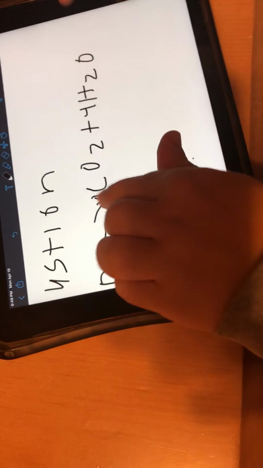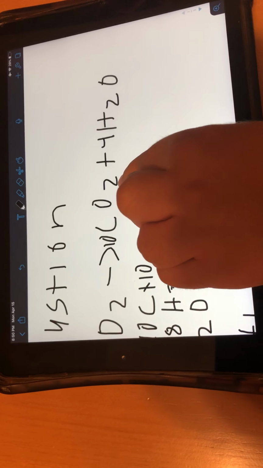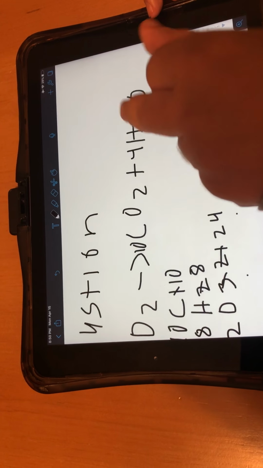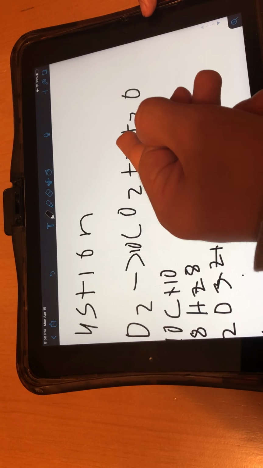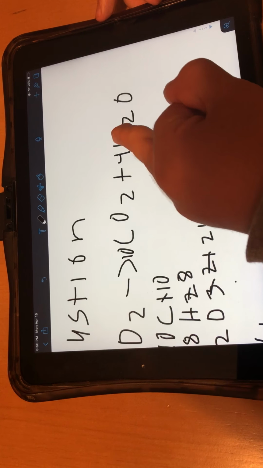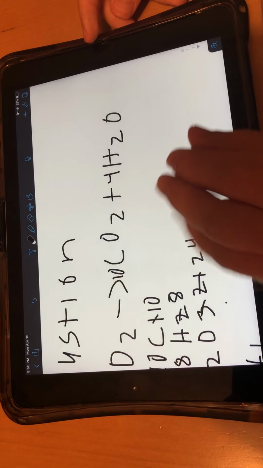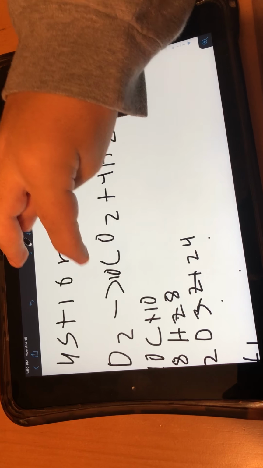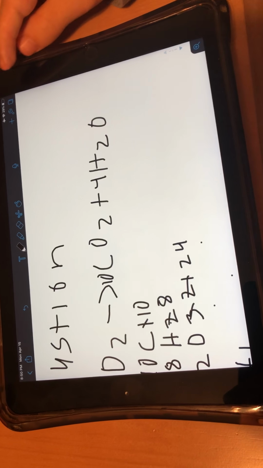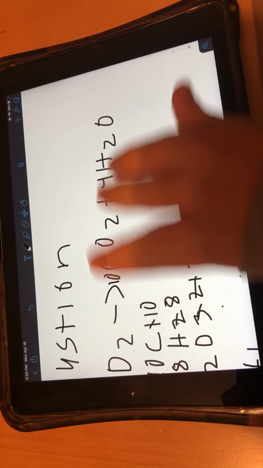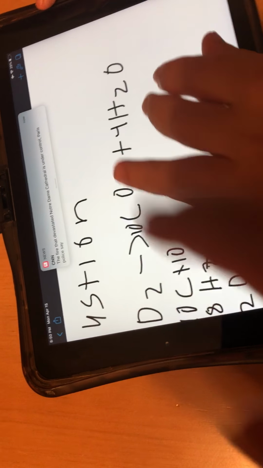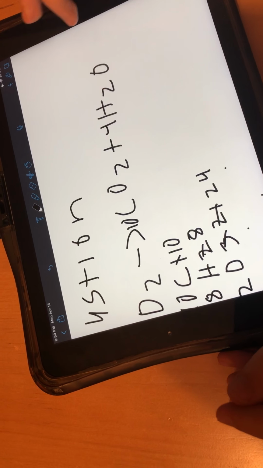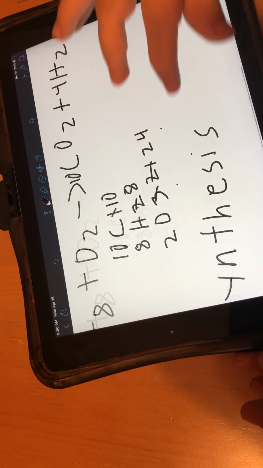10 times 2 is 20. Plus, when you put a coefficient in front of a compound, it affects everything in the compound. So it's going to affect the carbon dioxide, everything that comes after, but just the carbon dioxide, not the water. But the 4 that you put in front of the H2O affects the whole water molecule. Okay. So it's going to be 24.